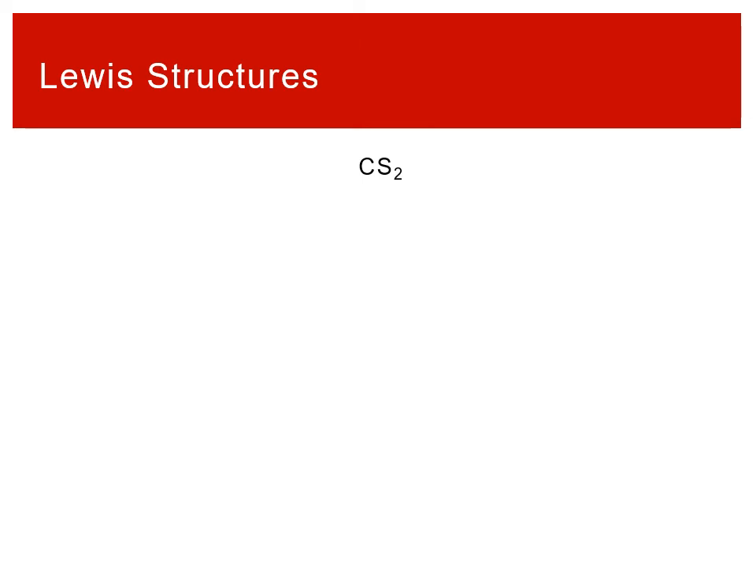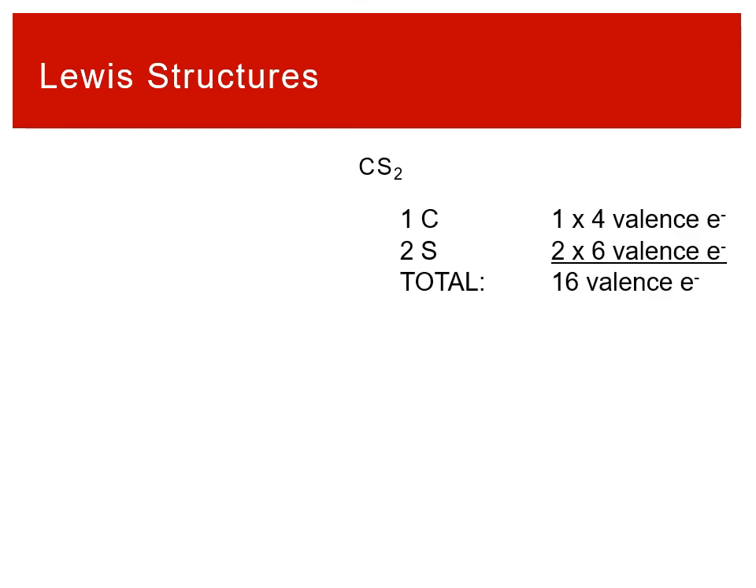Okay, CS2, carbon disulfide. Total valence electrons, what we start with: 1 times 4 from the carbon, 6 valence electrons on each of the 2 sulfurs, gives me a total of 16 valence electrons. Draw out my skeleton, the carbon single bonded to the sulfurs. Account for that: 16 total electrons. I just assigned 4 to my bonds, giving me 12 left.